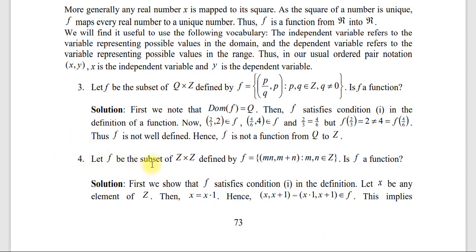Example 4. Let f be a subset of Z cross Z defined by f equals the set containing (mn, m plus n) such that m, n is an element of Z. Is f a function? Solution. First, we show that f satisfies condition 1. In the definition, let x be any element of Z. Then x equals x times 1. Hence (x times 1, x plus 1) is an element of f.